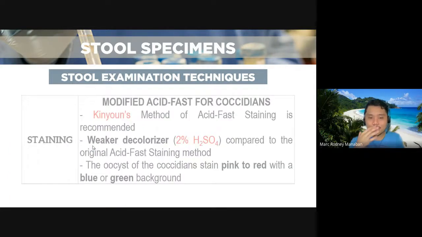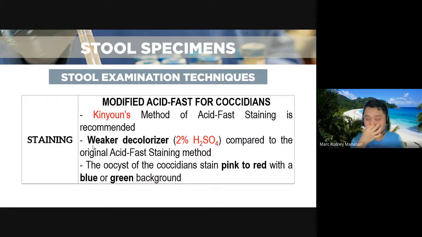And the last staining method for stools is modified acid fast. Again, this is for coccidians. Acid fast is not a new term for you, dears, because you've already encountered this in your bacteriology. Okay, so acid fast.